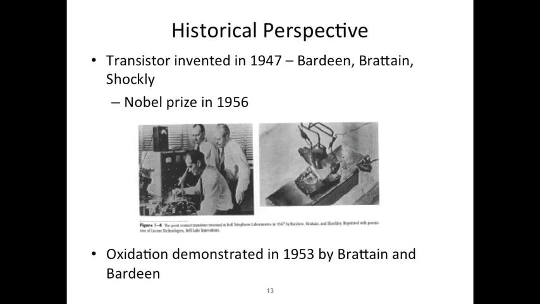So some brief historical perspective. These three people actually got a Nobel Prize in 1956 for their work, Bardeen, Brattain, and Shockley. They first invented the transistor in 1947. Then later on, Brattain and Bardeen also demonstrated the oxidation process, the oxidation of silicon.